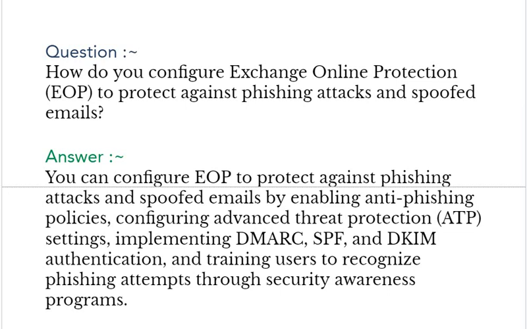Our next interview question is: how do you configure Exchange Online Protection (EOP) to protect against phishing attacks and spoofed emails? Your answer should be: you can configure EOP to protect against phishing attacks and spoofed emails by enabling anti-phishing policies, configuring Advanced Threat Protection (ATP) settings, implementing DMARC, SPF, and DKIM authentication, and training users to recognize phishing attempts through security awareness programs.